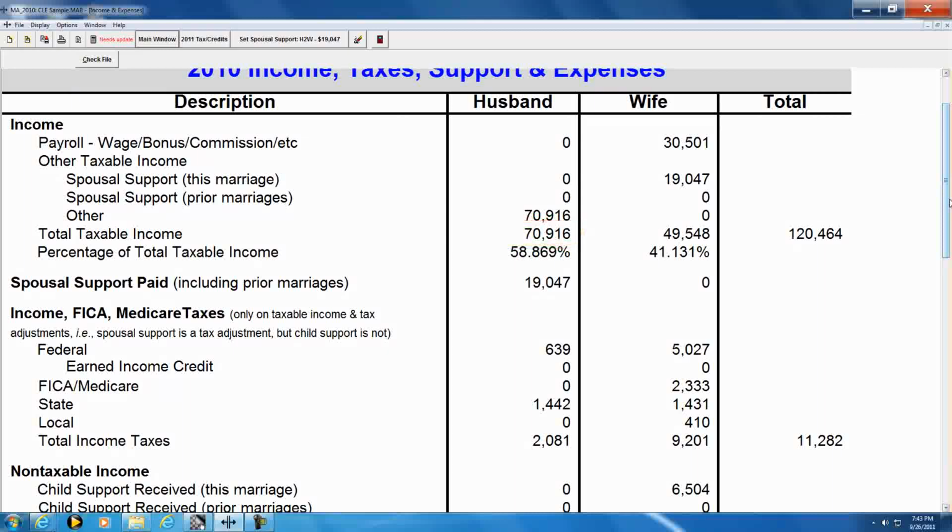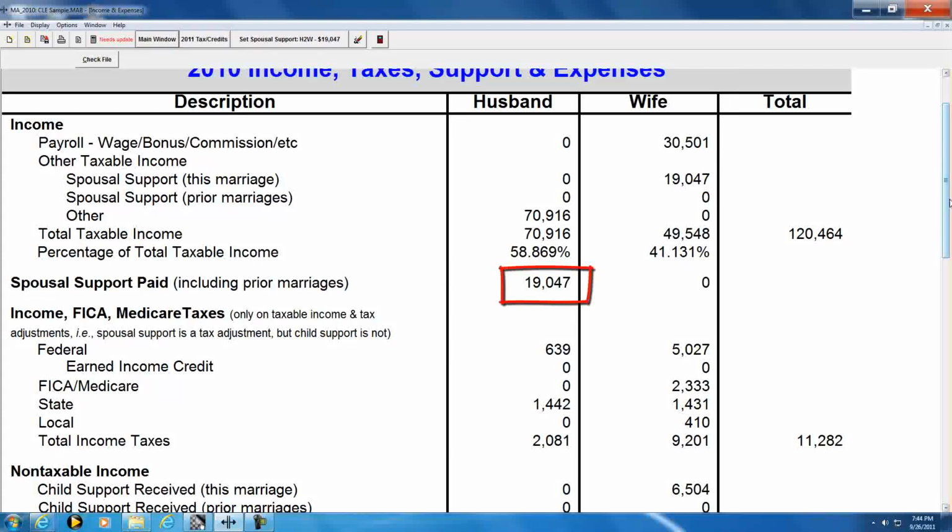That is his other taxable income, which consisted of small amounts of interest and state tax refunds, along with his Schedule E income. For the wife, total taxable income is $49,548. That came from the wife's 2 part-time employments, totaling about $30,000, and the receipt of spousal support, which is taxable, in the amount of $19,047.